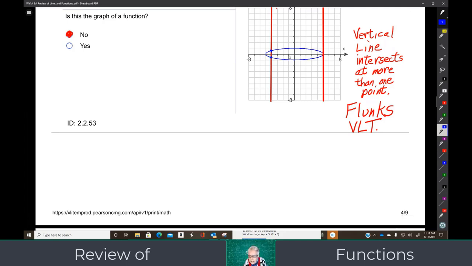Okay, it looks to me like, let's see, negative 1, negative 2, negative 3, negative 4 on the x-axis, and maybe 1/2 on the y-axis. So this point would be negative 4, 1/2. And this point would be negative 4, negative 1/2. About.